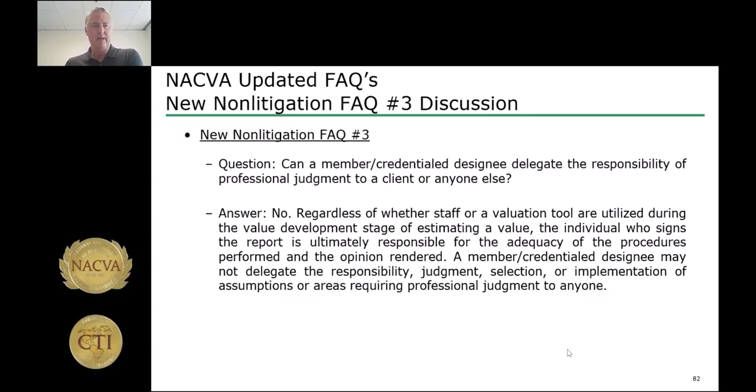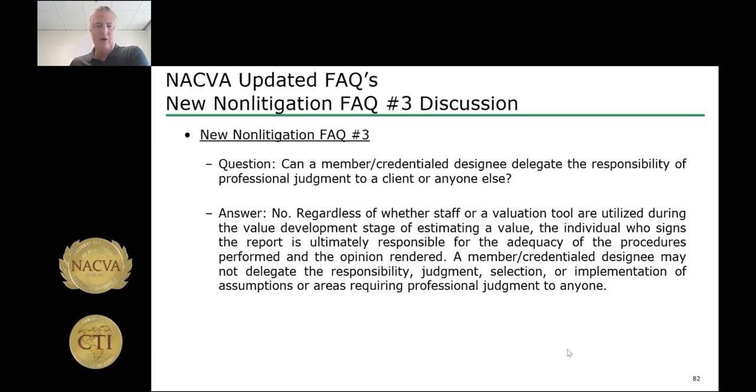Moving on to another one of the highlighted FAQs. Can a member or credential designee delegate the responsibility of professional judgment to a client or anyone else? This really falls into kind of the same bucket that we just talked about. So the answer is no. Regardless of whether a staff or evaluation tool are utilized during the value development stage of estimating a value, the individual who signs the report is ultimately responsible for the adequacy of the procedures performed and the opinion rendered. A member or credential designee may not delegate the responsibility, judgment, selection, or implementation of assumptions or areas requiring professional judgment to anyone.